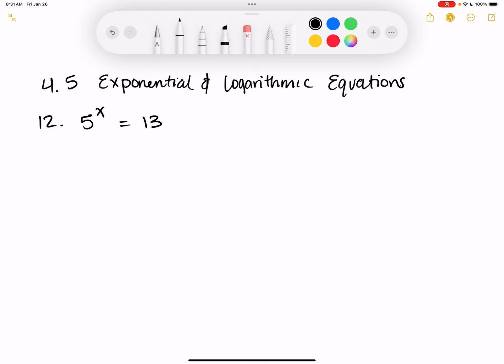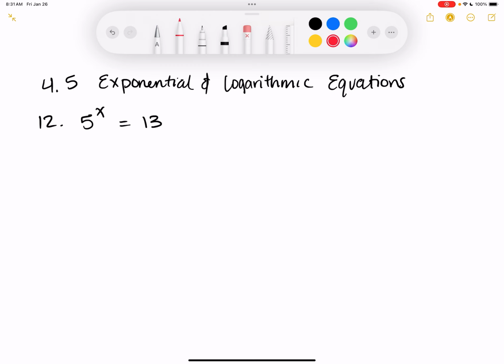So what's different about these ones compared to the ones we were doing before is that before, we were trying to rewrite the number on the other side as a base 5. Like if we had 25 on the other side, we were trying to rewrite that as 5 squared. But these ones, 13 doesn't relate to 5 in anything that we know. So we're going to use a log to solve it.